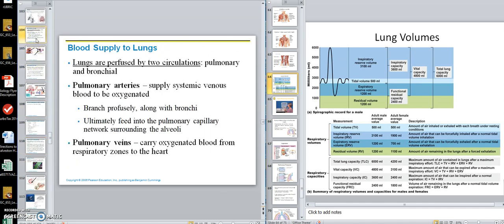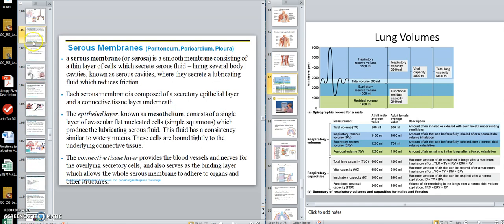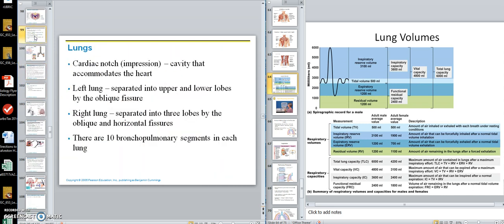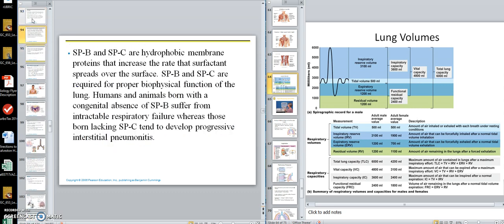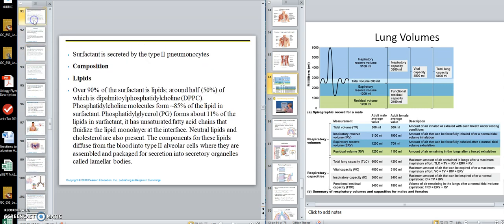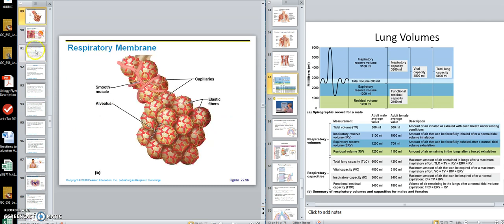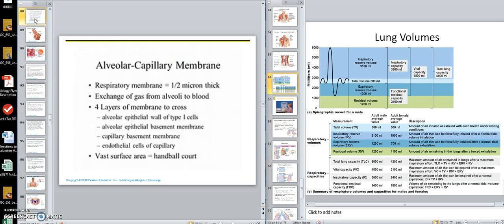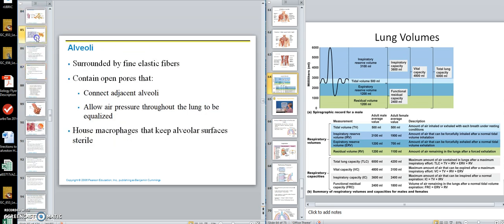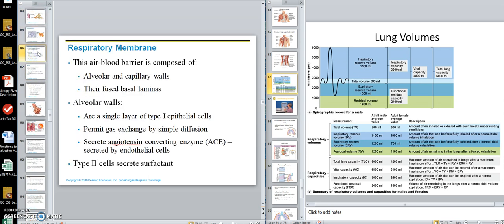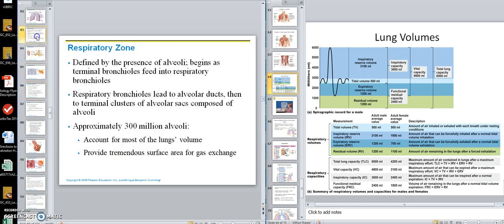About 300 million different alveoli, about 150 million in each lung. That's somewhere in my PowerPoint here. There we are, approximately 300 million. They account for most of the lung volume.